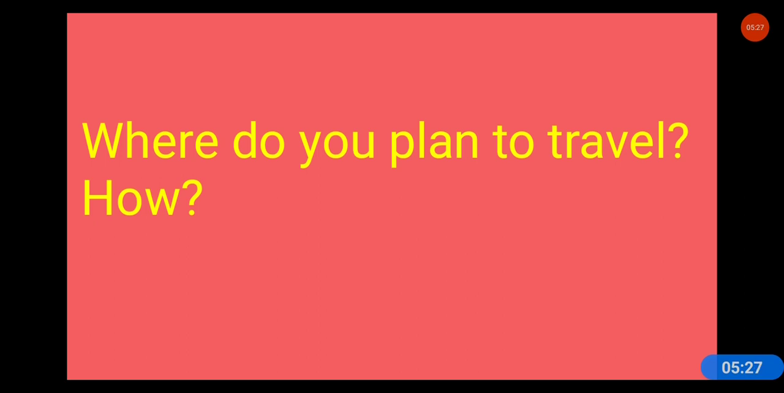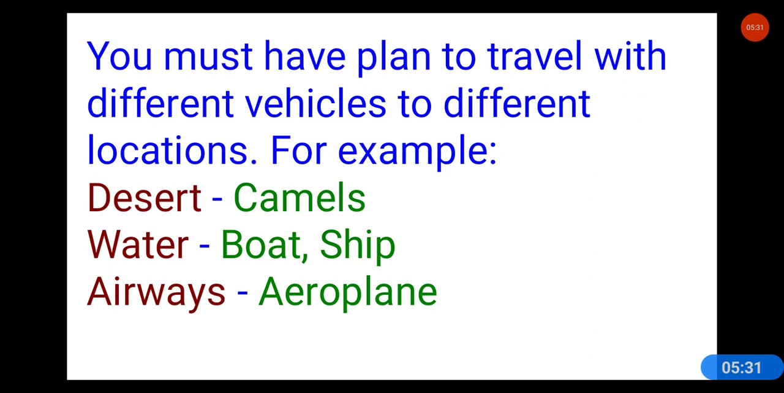Everybody has planned to travel to all these places. Let me tell you, you must have a plan to travel with different vehicles to different locations. For example, for traveling to the desert, you need a camel, because in the desert you cannot take a jeep, car, or train, or anything else. There is no proper road. There is no road in the desert, so you have to move with camels.